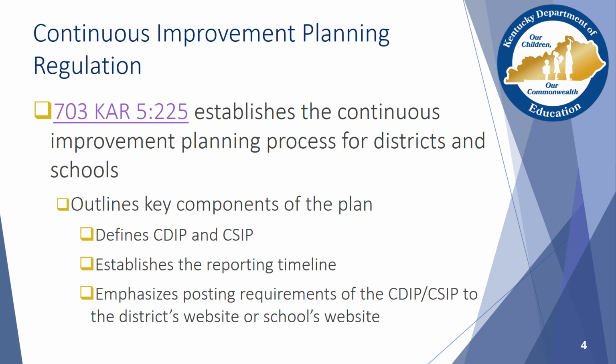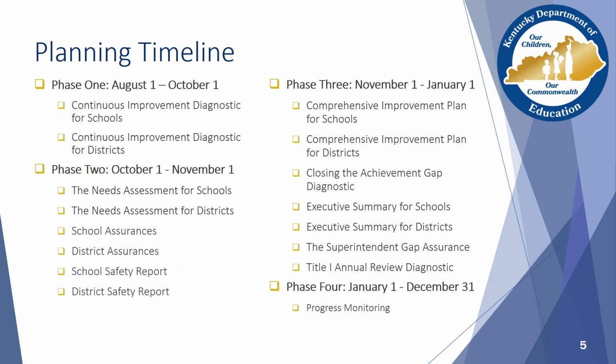703 KAR 5:225 establishes the continuous improvement planning process for districts and schools. This regulation outlines key components of the plan, defines CDIP and CSIP, establishes the reporting timeline, and emphasizes posting requirements of the CDIP-CSIP to the district's website or school's website.